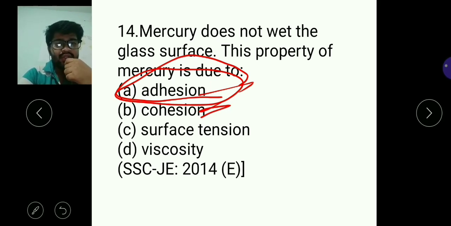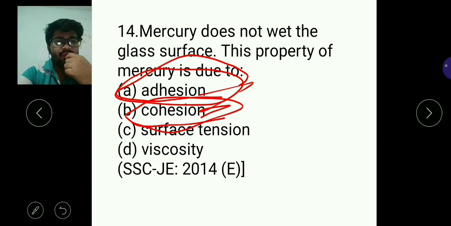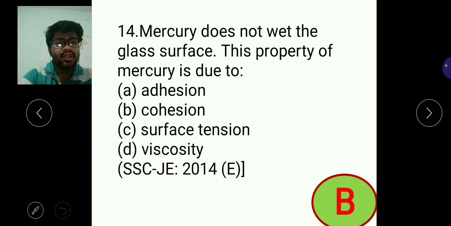Likewise, cohesion is the intermolecular force, the force between the particles of the same molecule. That is known as cohesion. Mercury doesn't wet means it cannot spread over the glass surface, and this is due to its cohesion property. So option B will be the correct answer here.